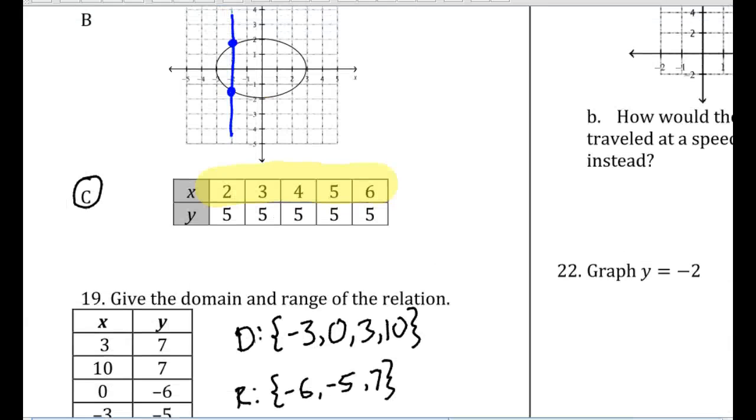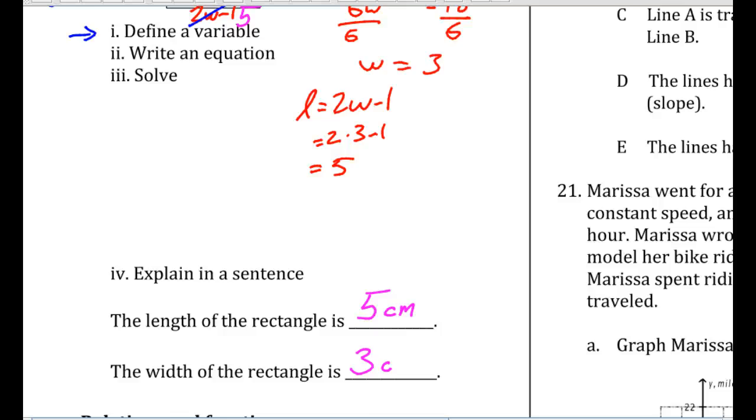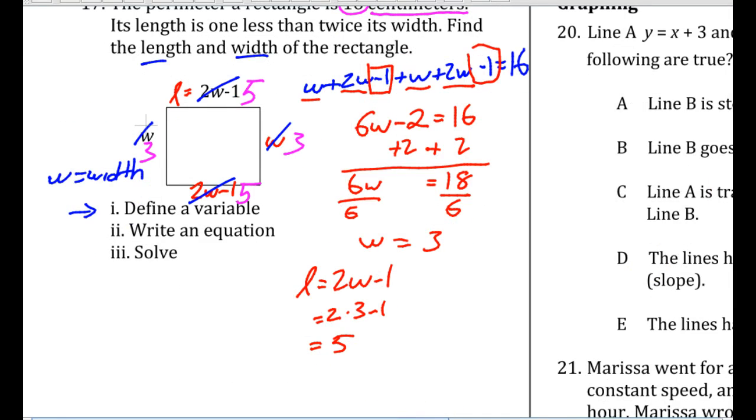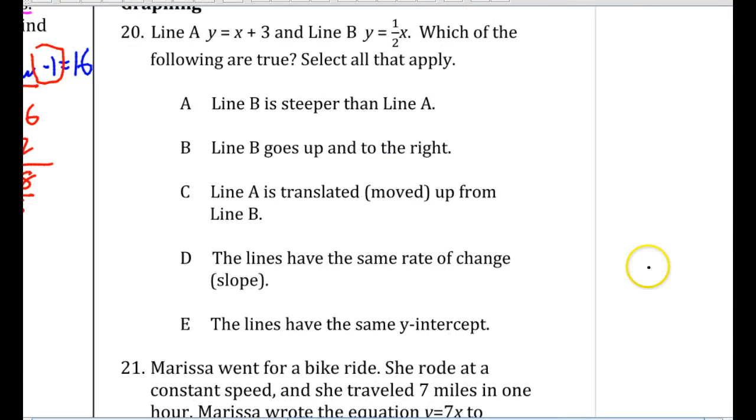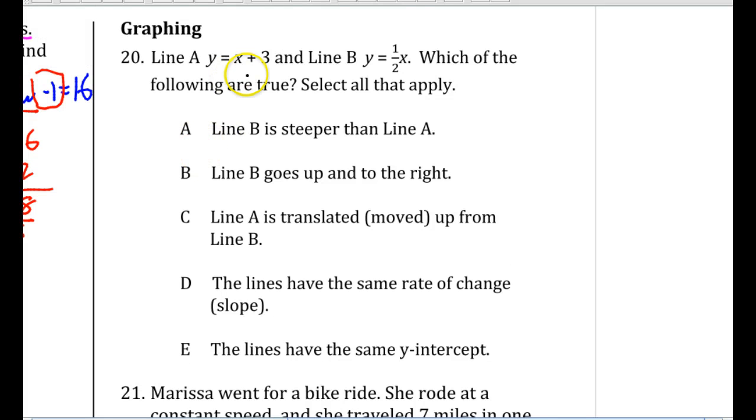Okay, let's go to number 20. Start with graphing. Okay, line A is equal to x plus 3. Line B is half of x. Which of the following are true? Okay, line B is steeper than line A.